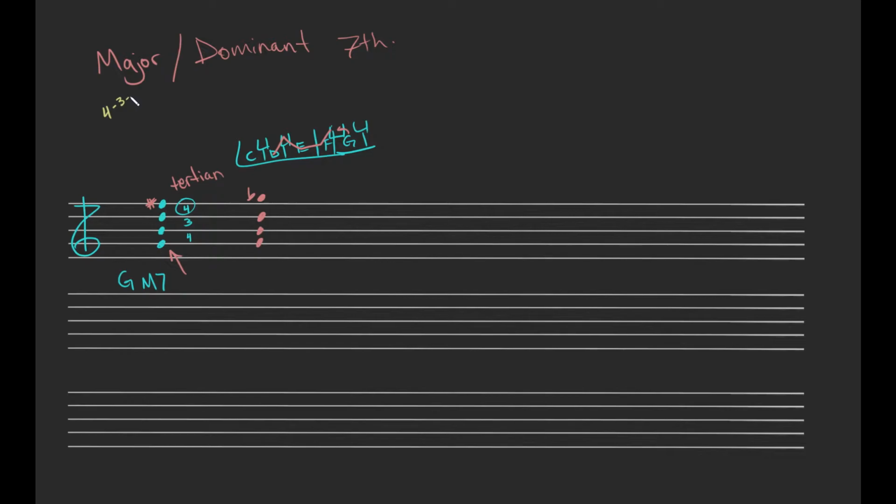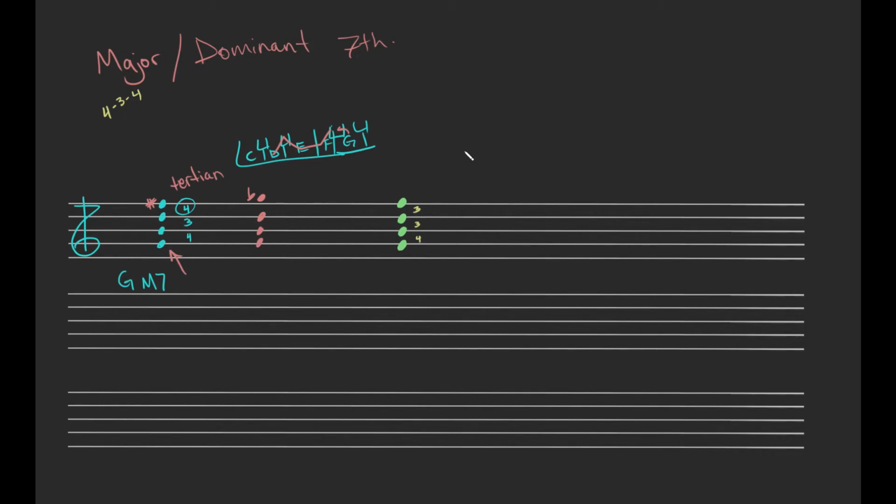A major seventh is 4, 3, 4 then. A dominant seventh, maybe you can already guess, let's go ahead and use this color, is 4, 3, 3. 4, 3, 3. So first you can write your notes because you know it's going to be stacked in thirds like this. And you simply do 4, 3, 3.